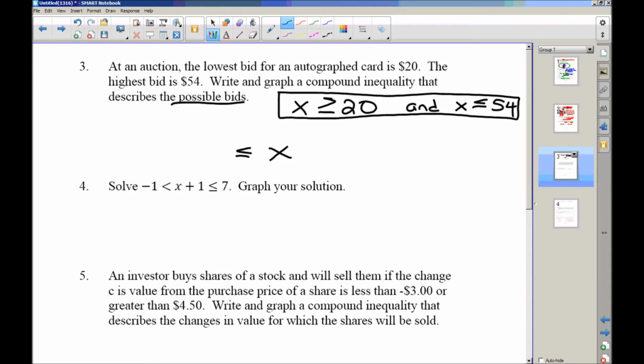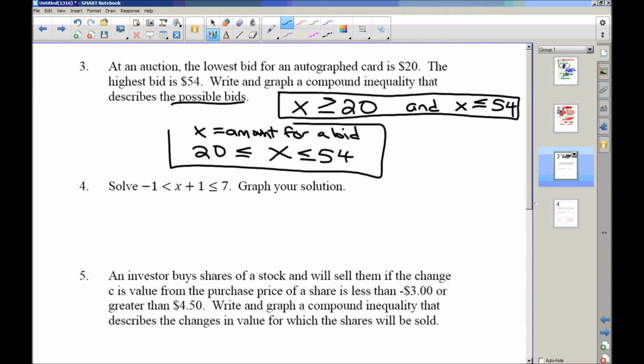So I know that the bids went between 54 and 20. Okay, so x is equal to the amount of bid and the bids were between 20 and 54. So this is an and inequality.